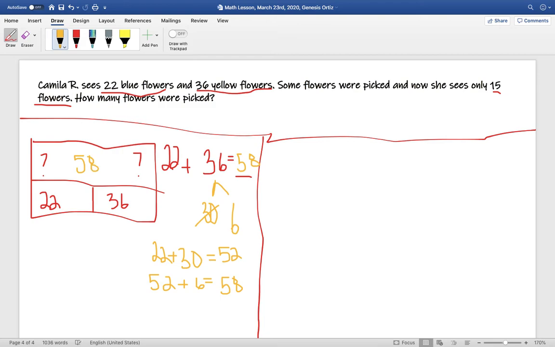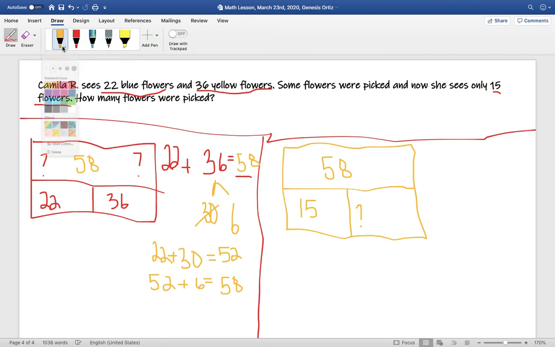Now, the next part, I'm going to go ahead and draw my unit bar. We know that usually the second part always includes using the whole that we found out in the first part, right? So some flowers were picked and now she only sees 15. We're trying to figure out how many flowers she picked. So I'm going to go ahead and write my whole that we already got, 58, and my last remaining number that we haven't used yet, which is 15. And I'm going to fill it in. And when we're trying to solve for the missing part, we know it's going to be a subtraction problem.